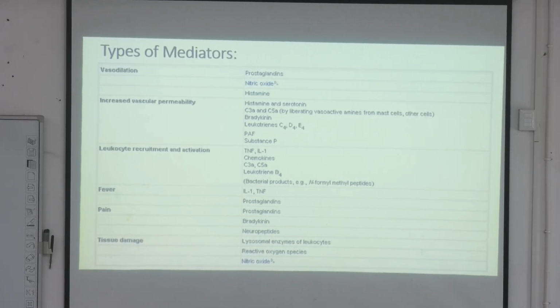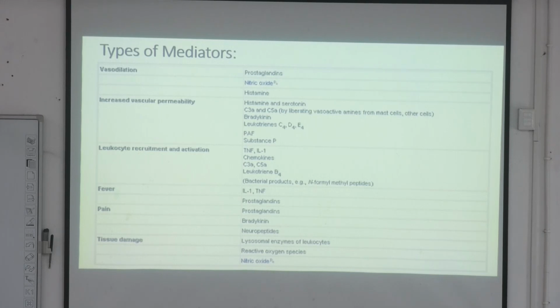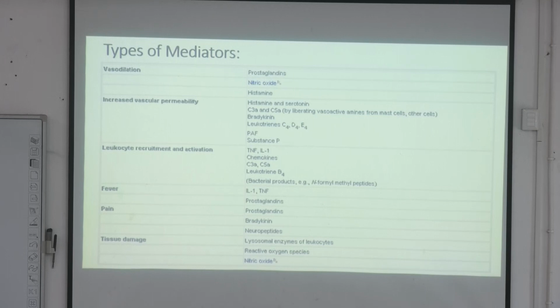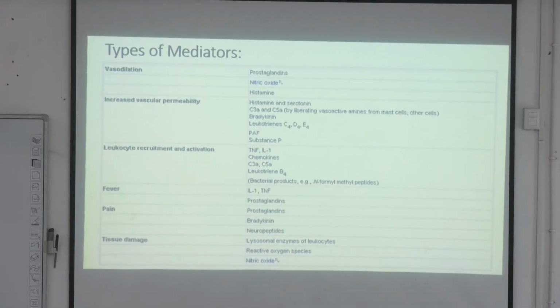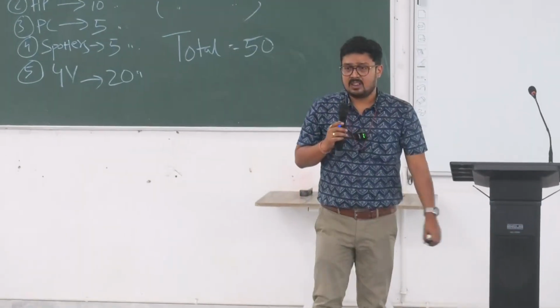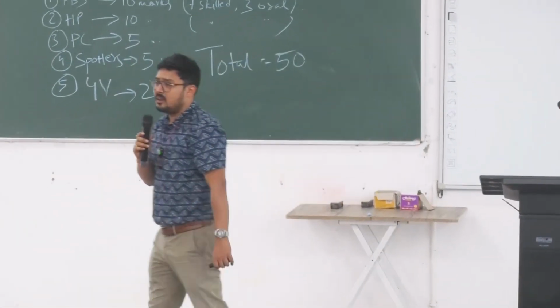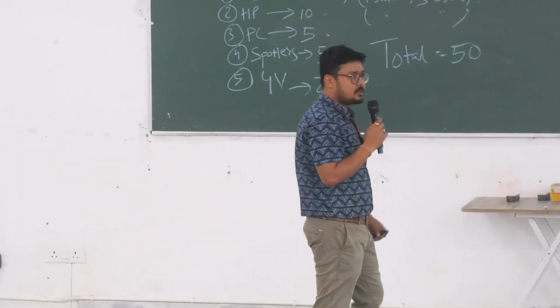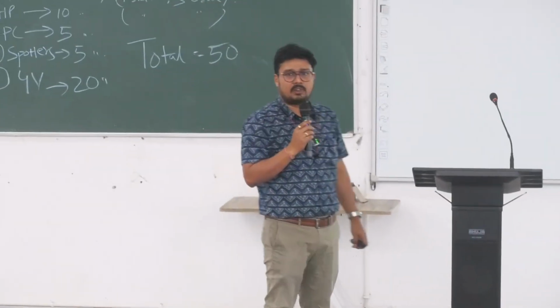The most important hallmarks of inflammation. What are the hallmarks of inflammation? Increase in vascular permeability, vasodilatation, fever and pain: calor, dolor, rubor, and tumor. So the swelling, the redness, and the pain are the symptoms with which the patient will come to you whenever he or she is suffering from any sort of acute inflammation.